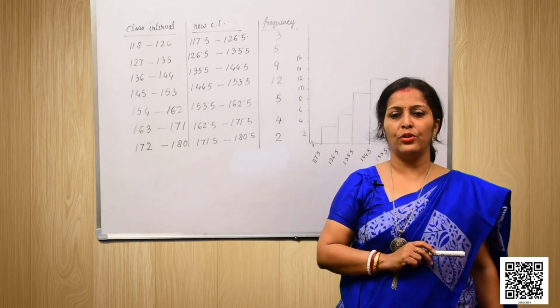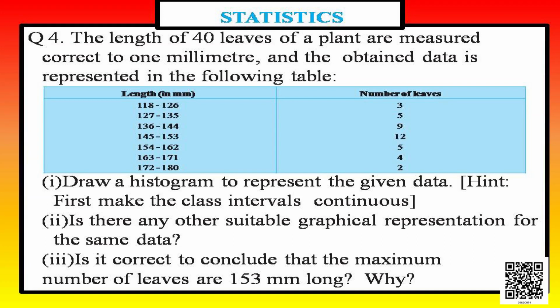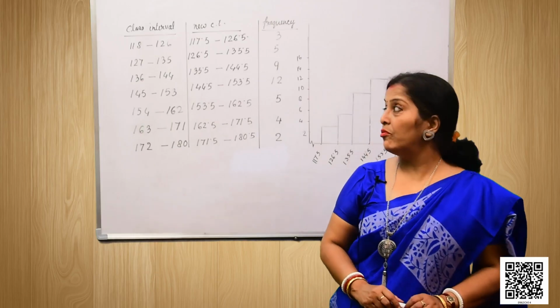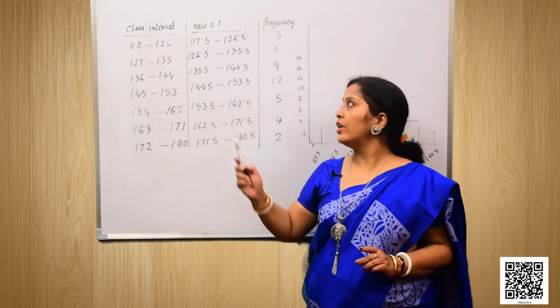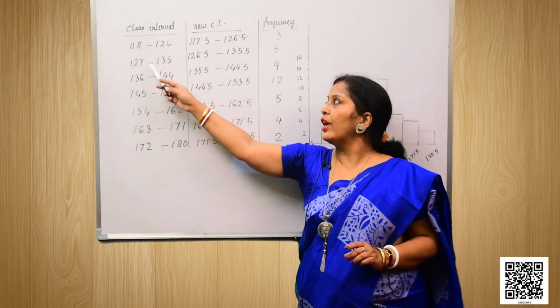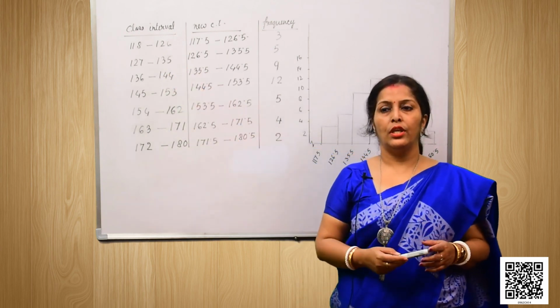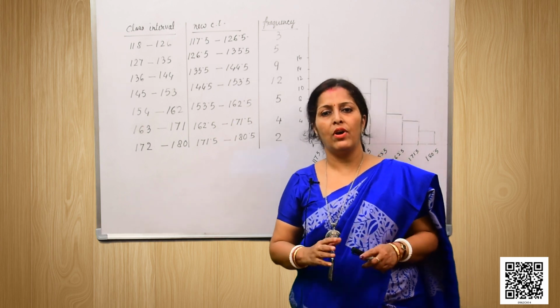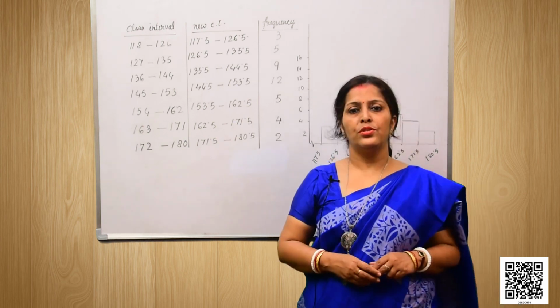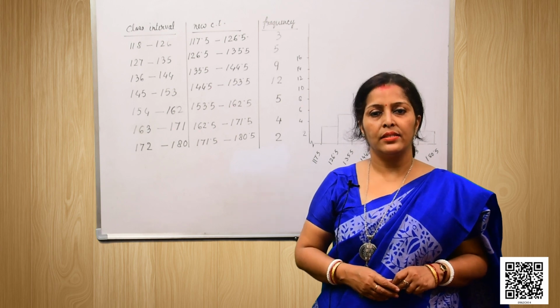I hope it is clear to you all. Now let us go for bit 2 and bit 3. Bit 2 says, is there any other suitable graphical representation for the same data? The same one can be drawn as a bar diagram if we do not join the two endpoints, or in other words, if we do not change the class interval, then we can draw the same one as a bar diagram. So the answer is yes.